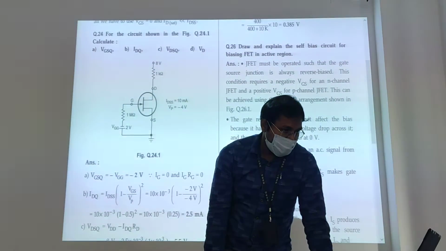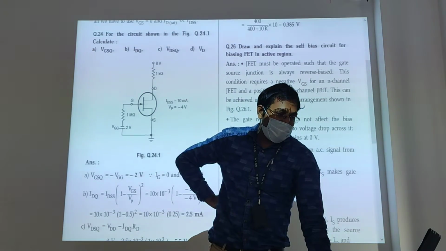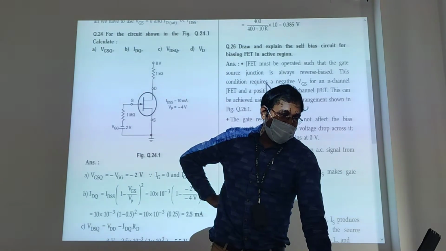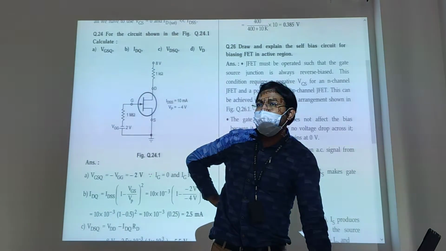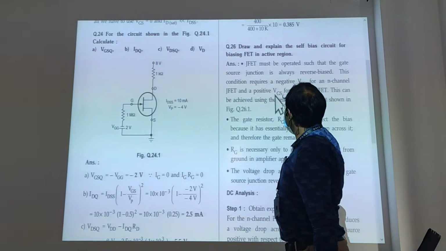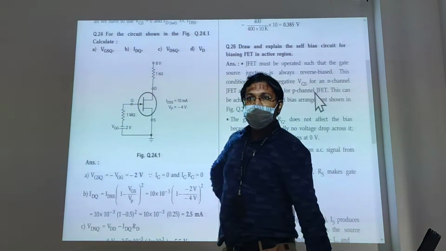So why did I explain all this? Because VGS is negative for N channel. So for P channel, VGS is positive. VGS for P channel JFET.